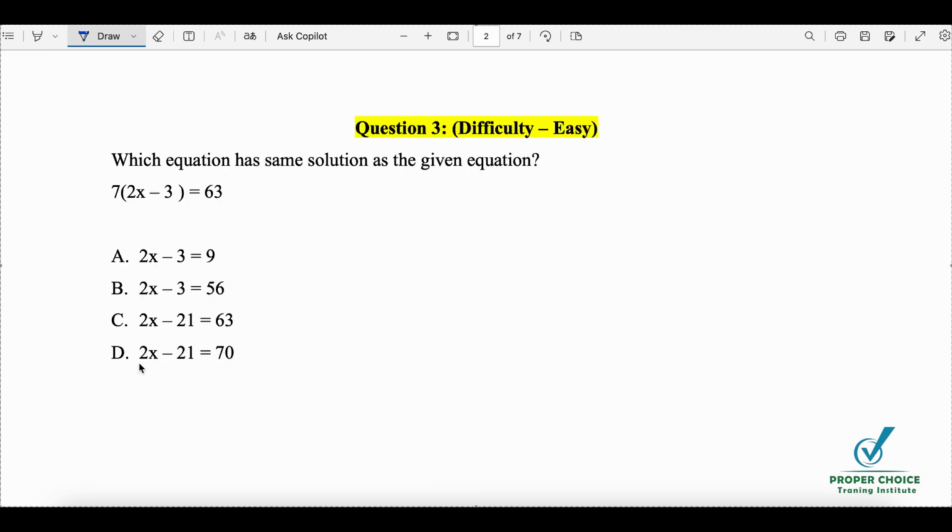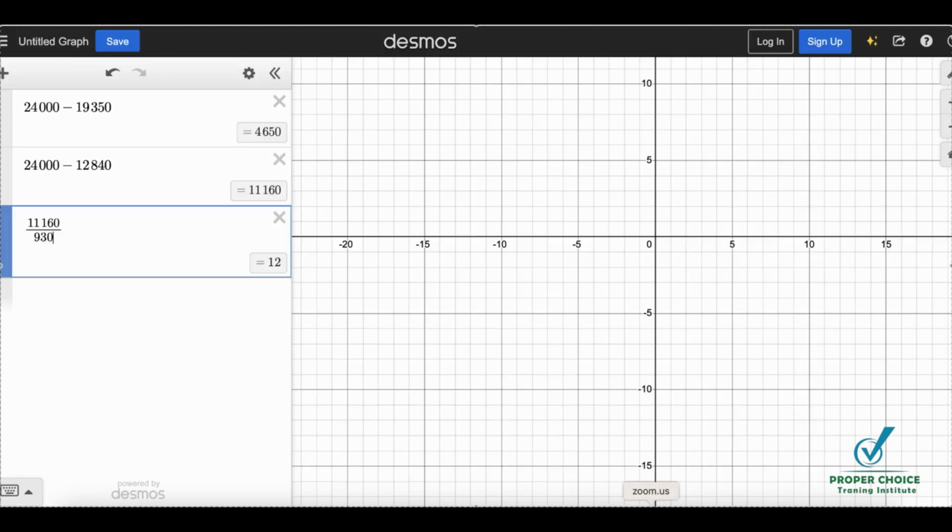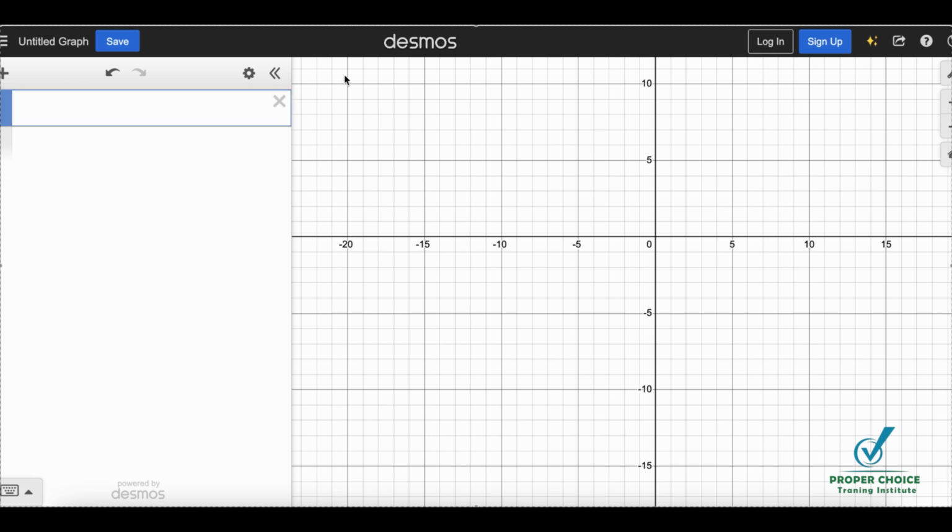Question number 3 is simple, as the difficulty level is easy. Which equation has the same solution as the given equation? See, as I mentioned, I can solve it manually, check what value of x I get, and then check each option which gives me the same. So rather than doing it manually, let's take help of Desmos. As we say, Desmos is the best thing College Board added for this new digital SAT.